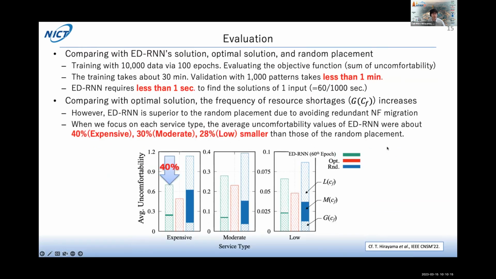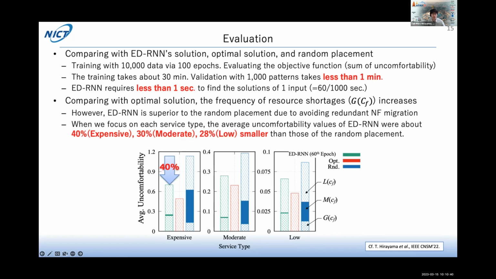We compare the performance of this encoder-decoder recurrent neural network, EDRNN, with the optimal solution and random placement. Training time was about 30 minutes, and validation takes less than 1 minute. That is, the calculation time of EDRNN for one input data does not take a second.